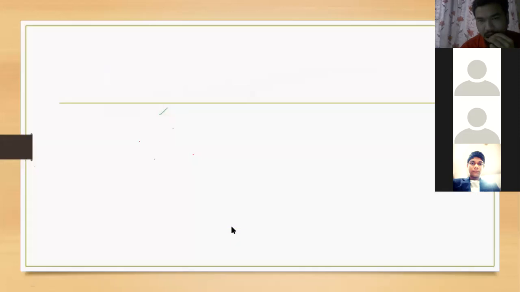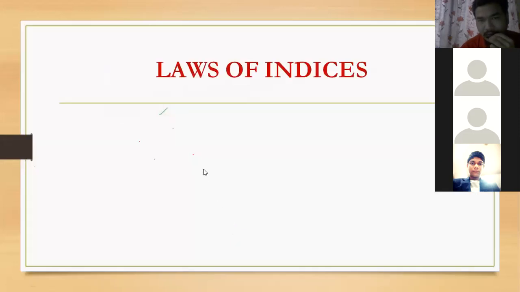Laws of indices. As I told you just now, the first law is the product law. The base is the same, so we write only one base and add the powers. And the second one is x to the power m divided by x to the power n. In such a case, we write only one base and subtract their powers. Okay?